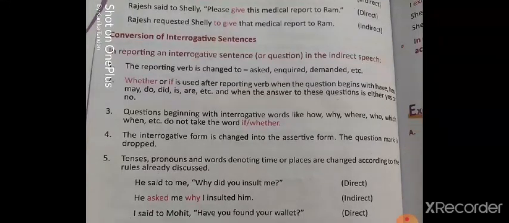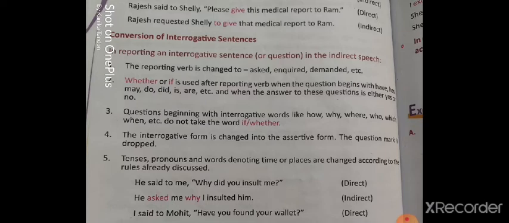Alright, now conversion of interrogative sentences. Now how do we change the interrogative sentences? You know, interrogative sentences are those sentences that ask a direct question. That is easy, right? The first one is, if in reporting an interrogative sentence or question in the indirect speech, the reporting verb is changed into asked, inquired, or demanded. Like for example, if I'm asking you, what are you doing? So you will say the ma'am has asked what were we doing.